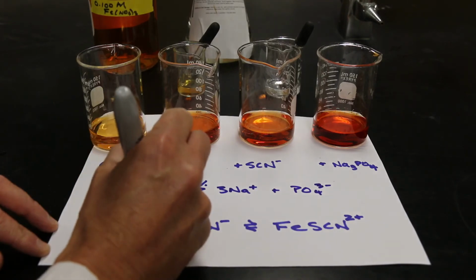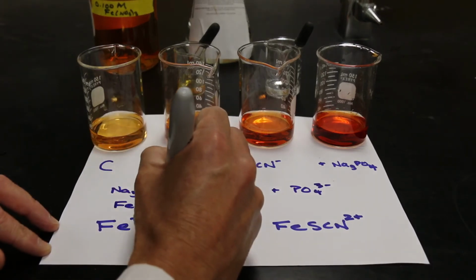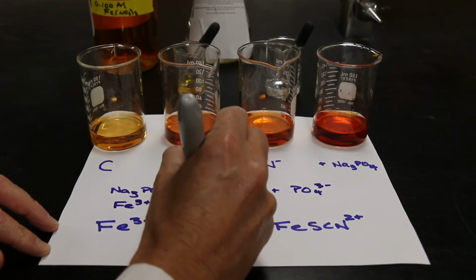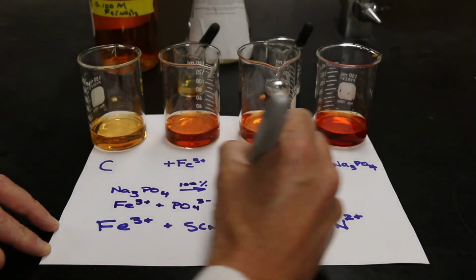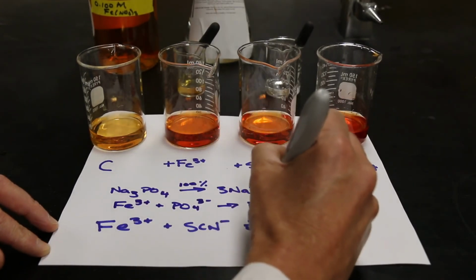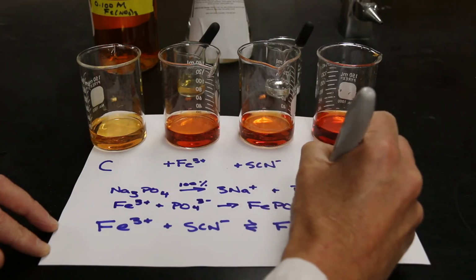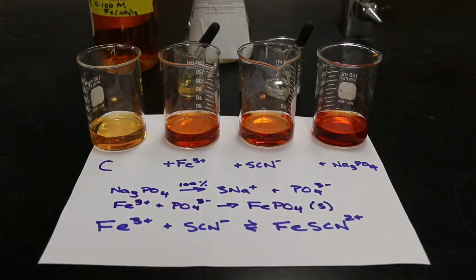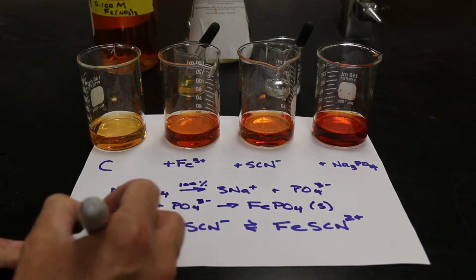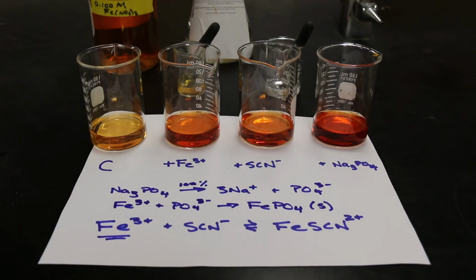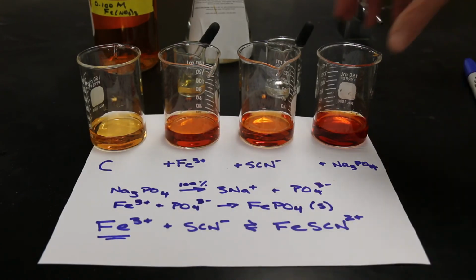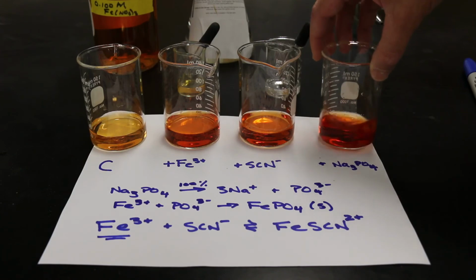The iron can bond to the phosphate and form an iron(III) phosphate precipitate. And that precipitate will have the effect of reducing the iron concentration. Now remember, the iron doesn't have much color to it. It's a light yellow solution, but it's not very colorful.